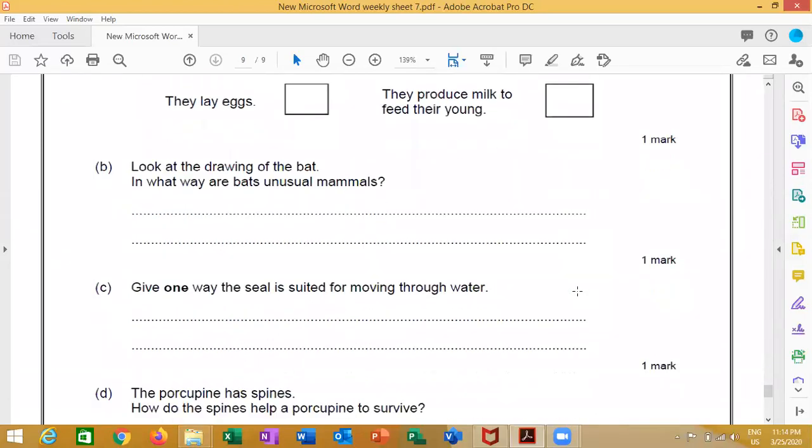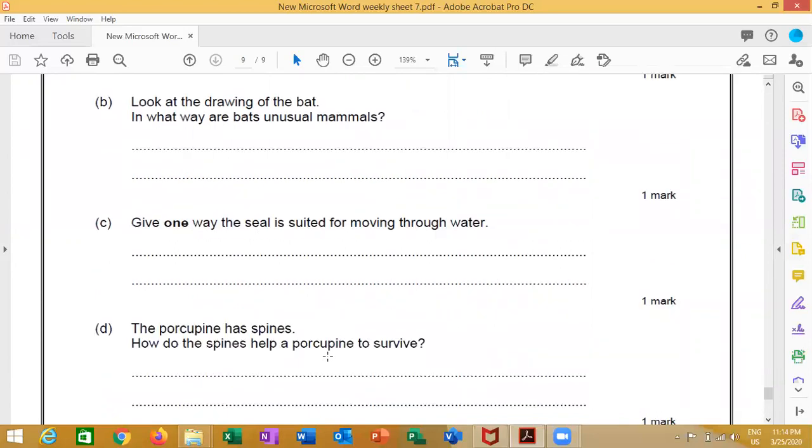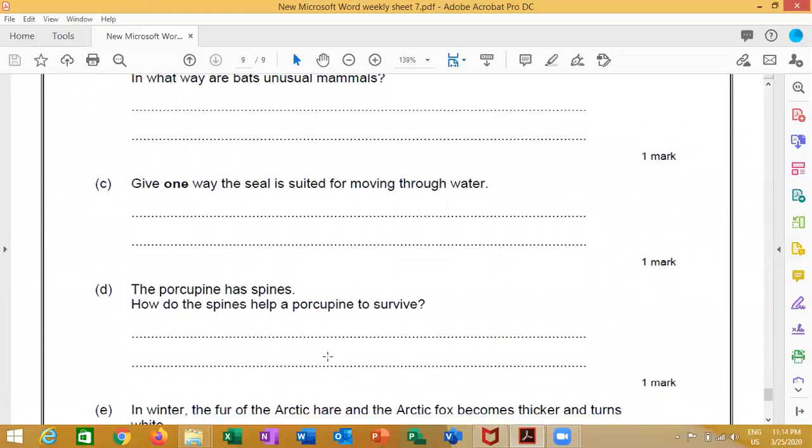Number C. Here he wants you to mention how the seal is adapted to survive in its environment, yani how it's suited. You should mention one adaptation. We can say it has a streamlined shape to decrease the water resistance so it will swim easily and faster, or we can say it has flippers that will help it to swim fast. Number D, how the spine will help it to survive in the environment. It will protect it from the predators.